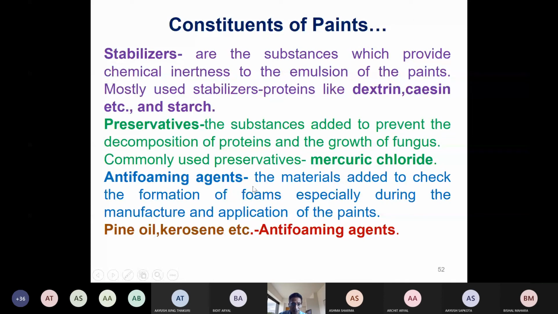Anti-foaming agents are the materials added to check the formation of foam, especially during manufacture of paint and application of paint. These agents include pine oil, kerosene, etc. They are known as anti-foaming agents.